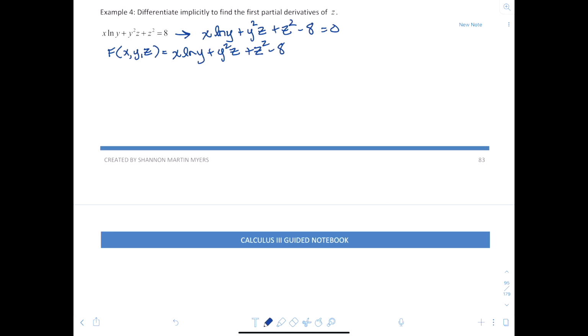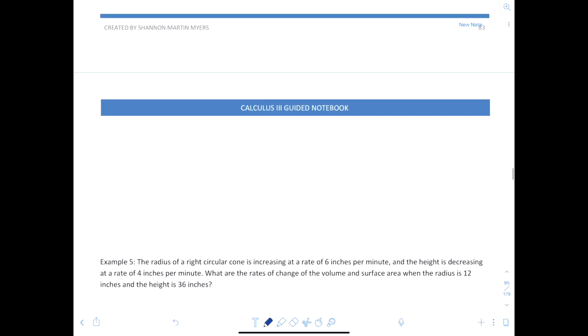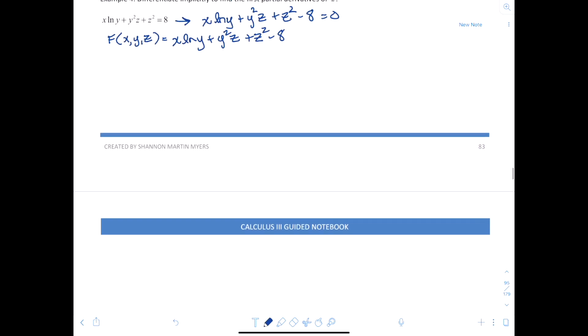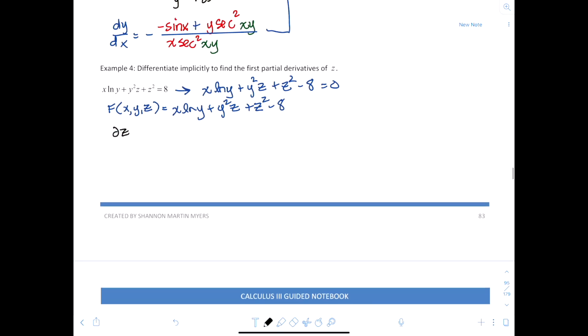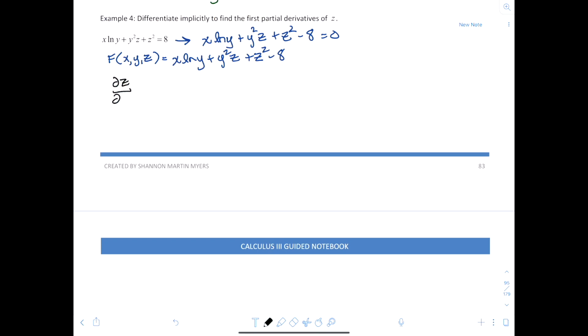Cool, cool? All right, so now what we need to find, and I've got room in the next page as well, is the first partial of z with respect to x, and then we'll need to find the first partial of z with respect to y. So this first one is going to end up being negative the first partial of F of x, y, and z with respect to x over the first partial of F of x, y, and z with respect to z.